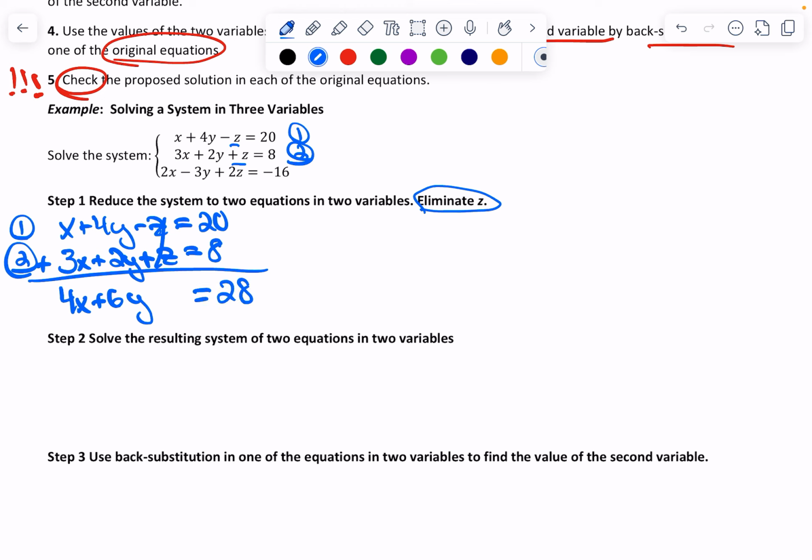Okay, so we have now x and y. What we need to do is get another set of equations and do the same thing so that we eliminate z from them.